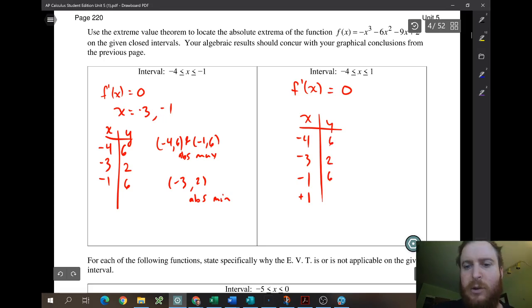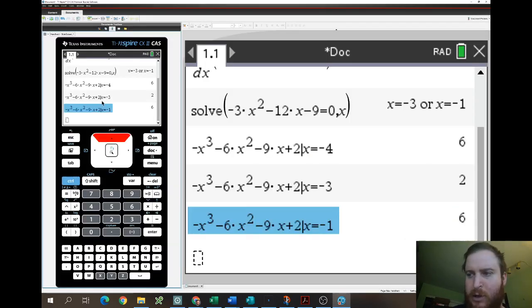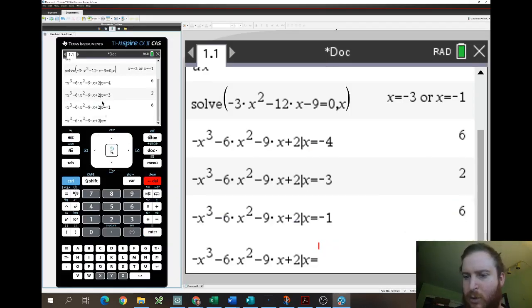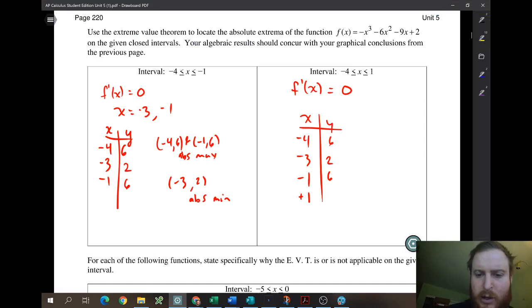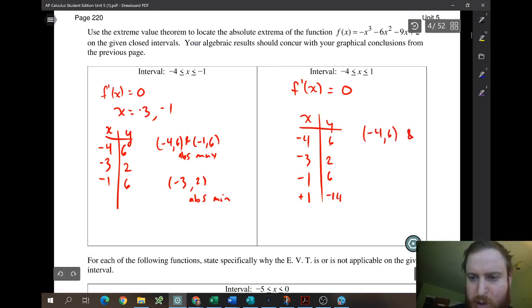And so now we need to also come up here and change this to a +1. And so that's kind of how this works. So we get -14. Sorry, yeah, -14. So now (-4, 6) and (-1, 6), those are absolute max. And (1, -14), that's our absolute min.